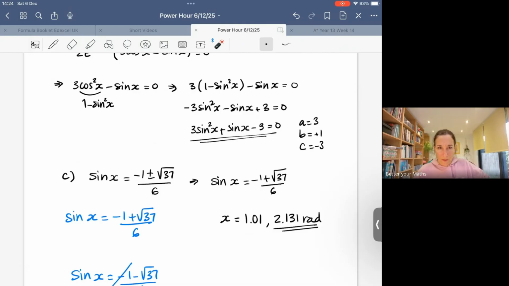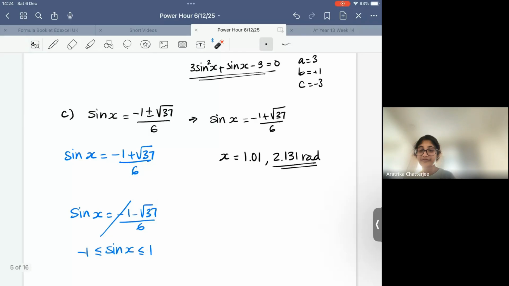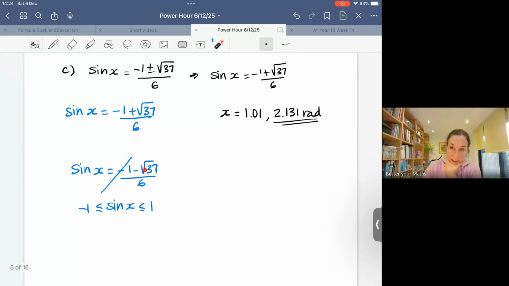Question, I saw a hand going up. Aratrika, tell me. Could you please re-explain why it's not the other one? Because I'm a bit confused. Why is not this one? Yes. If you put this value in the calculator, you're going to see that it's smaller than minus 1. So minus 1 minus root 37 divided by 6 is minus 1 point something, is minus 1.18. And sine x is between 1 and minus 1. It cannot be minus 1.18.